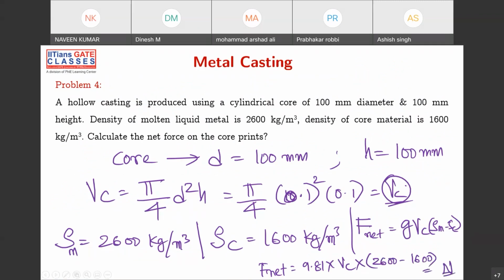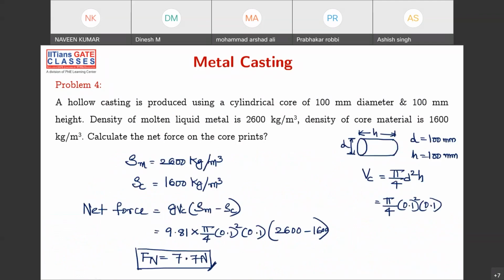That is your solution for the question. Okay, so let's see the solution. This is the solution. Hope you got the point. Very easy. This kind of questions can be asked. Okay, fine.